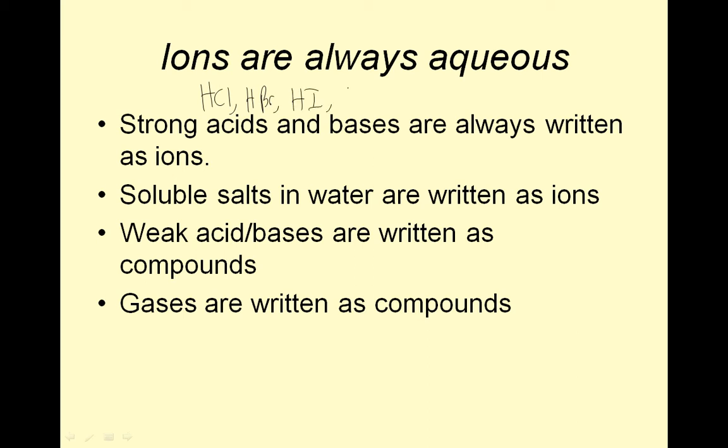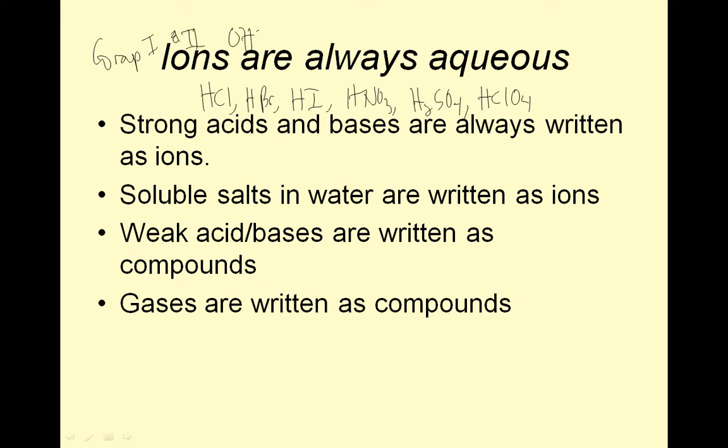HI, HNO3, H2SO4, HClO4. So they're never written together like I just wrote them. They're always written as ions. Strong bases are group 1 and 2 hydroxides. And a hydroxide is an OH negative.